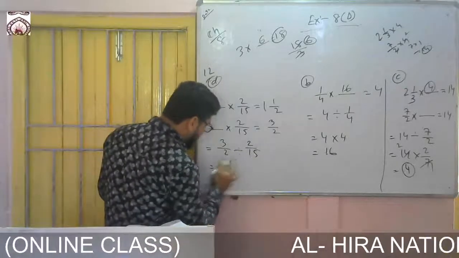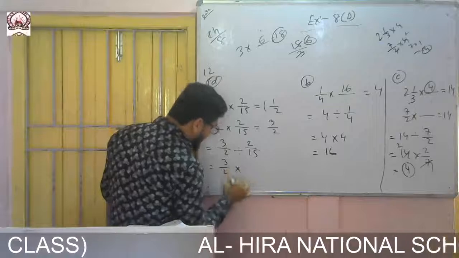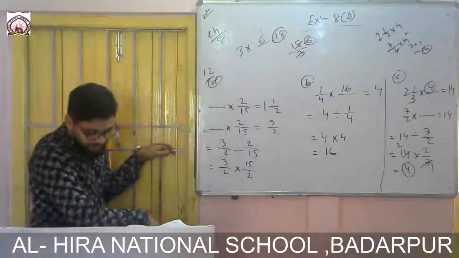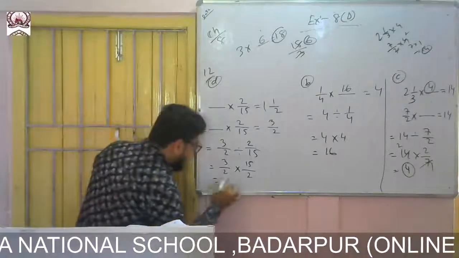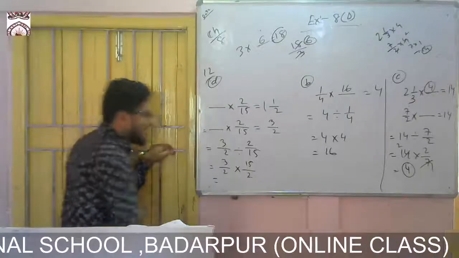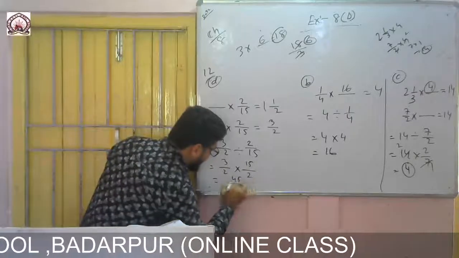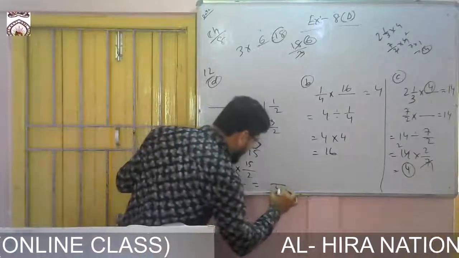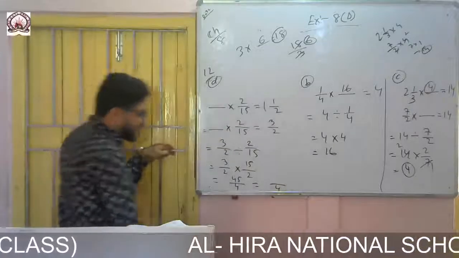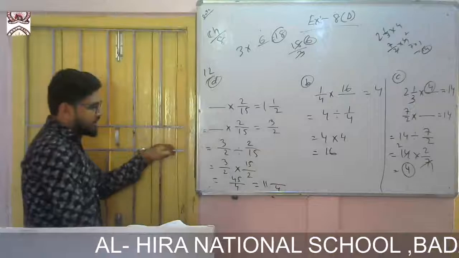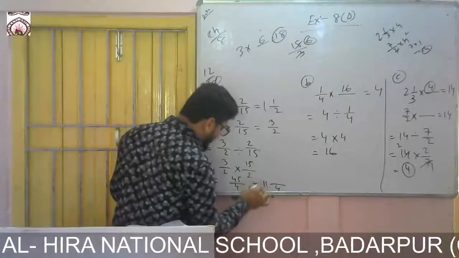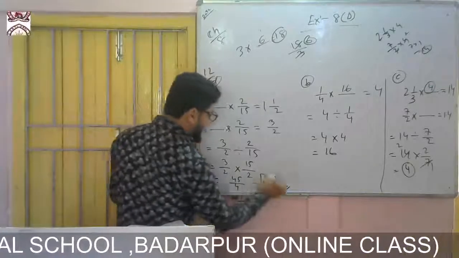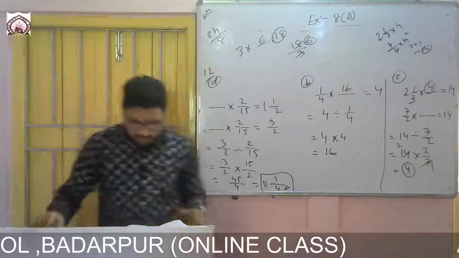Now 3 by 2 into 15 by 2. We cannot cancel it, so it will be 45 by 4. If you take it into a mixed fraction, 4 11s are 44, and 4 12s are 48. So 4 11s are 44, remain 1. So 11 1 by 4 is the required answer. That is the answer.